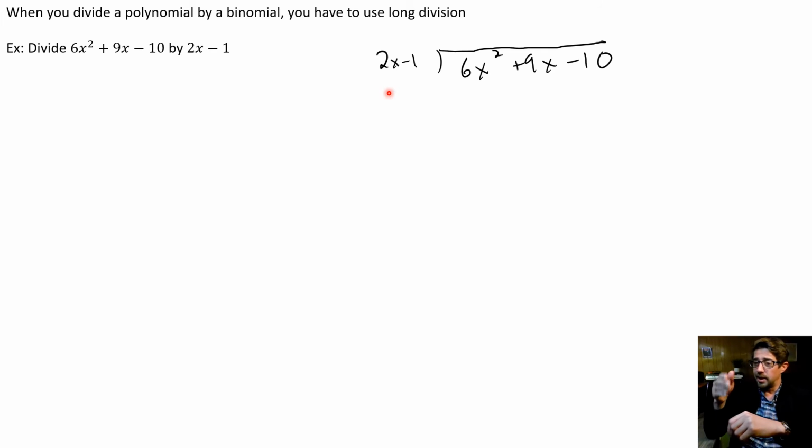Remember, with long division, you want to line digits up. So since the first thing we put up here is going to be a 3x, we want it to go with the x term of this. So we want the 3x to line up with a 9x. So you're going to put a 3x right here.